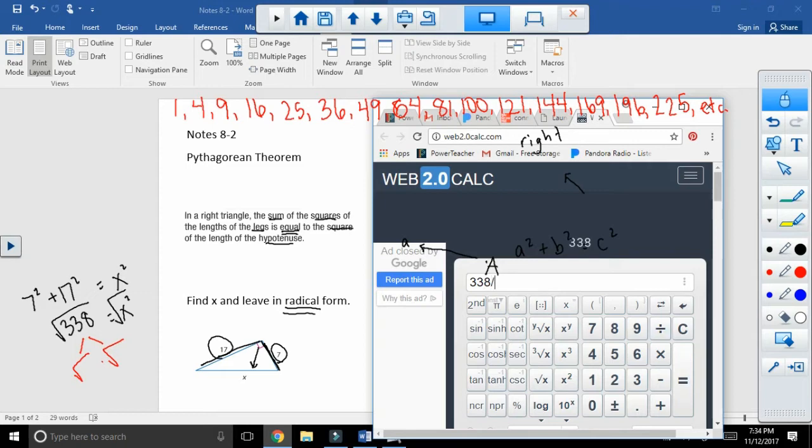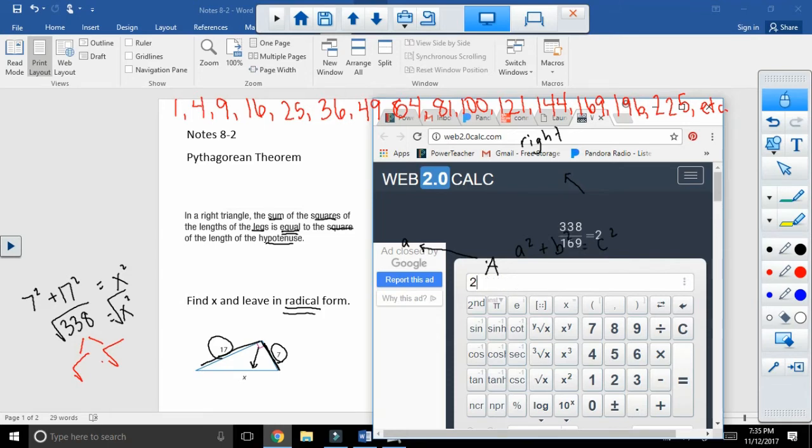So 338 divided by 16. Nope, not that one either. You might be able to skip some of them, like I wouldn't bother dividing by 25 or by 100 or things that you know are not going to work. Just to speed this up, I'll tell you what goes evenly into it.